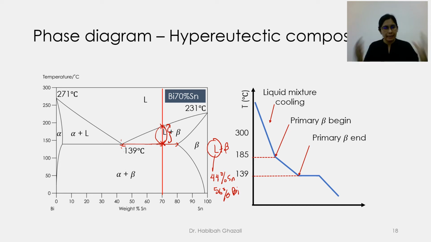So this remaining liquid will now transform into solid alpha and beta simultaneously in an isothermal reaction. So this is a eutectic freezing at that point. So the microstructure will look similar to the hypoeutectic composition. However, the primary crystal now is going to be primary beta.